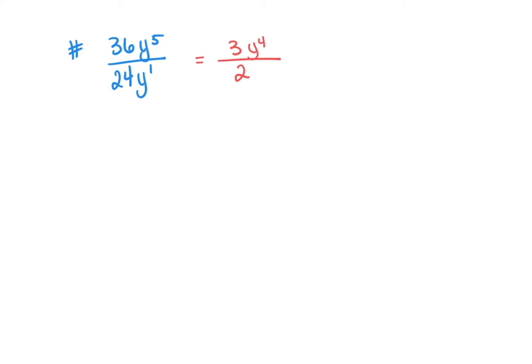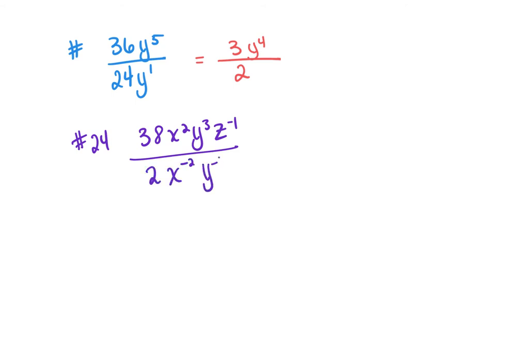All right, so number 24, we have 38 x squared y cubed z to the negative 1. On the bottom, we have 2 x to the negative 2 y to the negative 3. All right, so let's start with the numbers. That's easy. 38, is that divisible by 2? It is. What's 38 divided by 2? 19. It's 19 over 1, but we don't have to put the 1 on bottom.